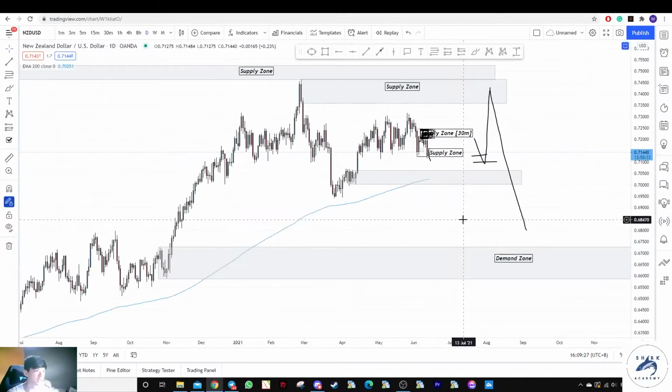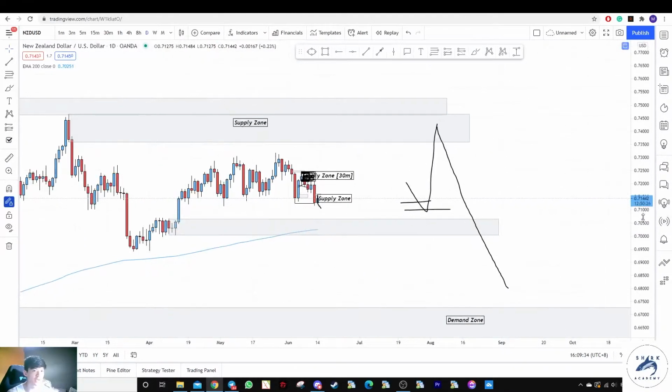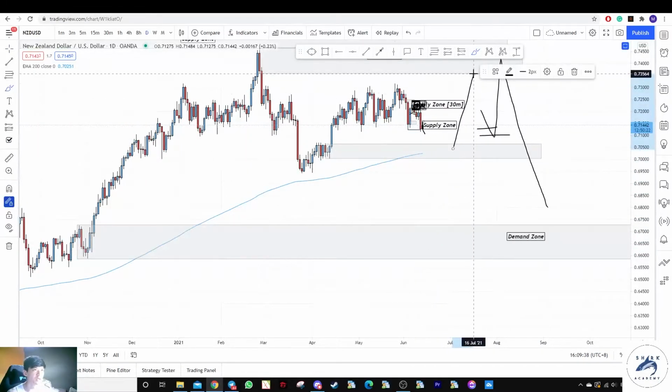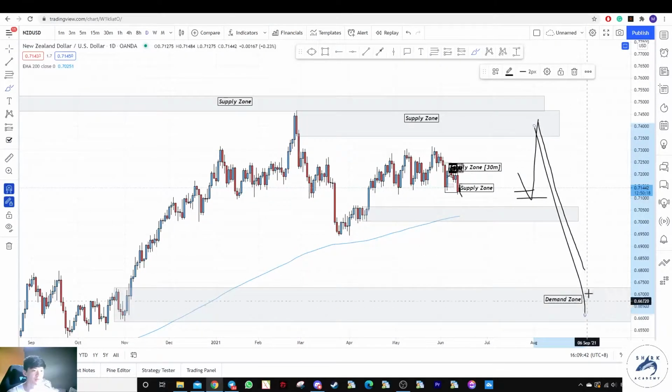Okay, you can clearly see that this is our first supply zone that we're looking for. Okay, and for prices to actually break down towards this demand zone, we are expecting buys from here, pushing prices into this last supply before breaking down ultimately.